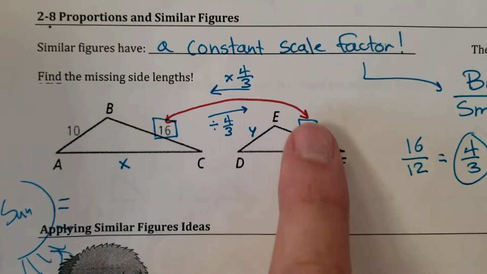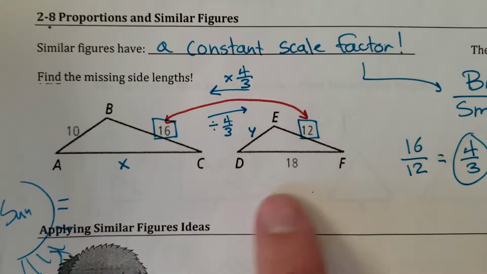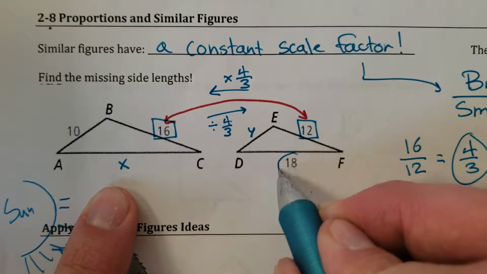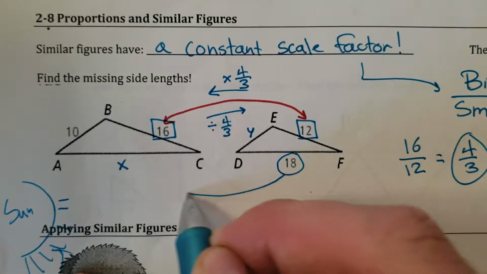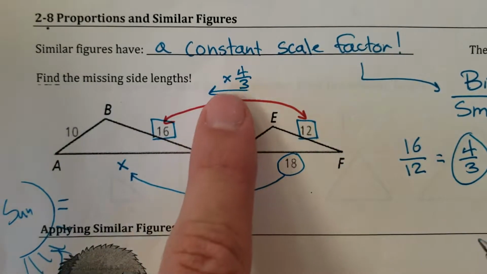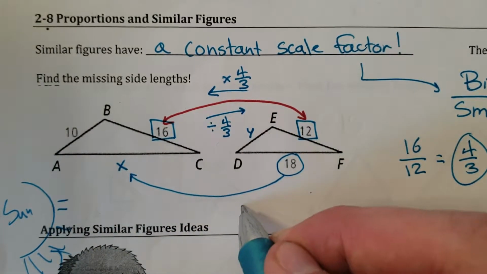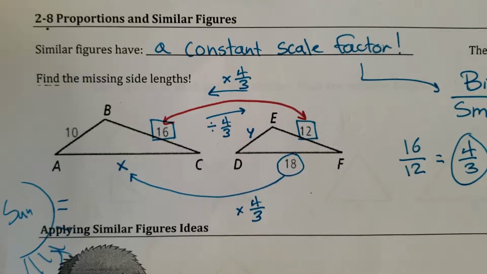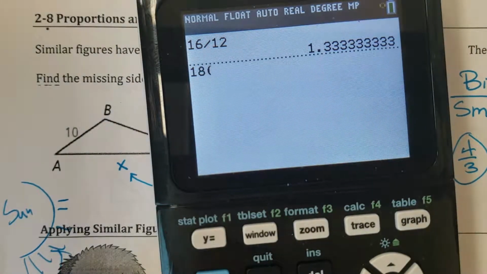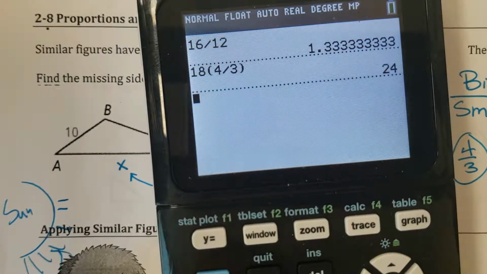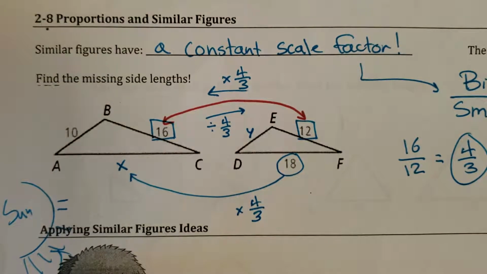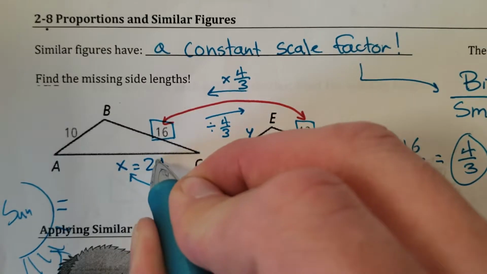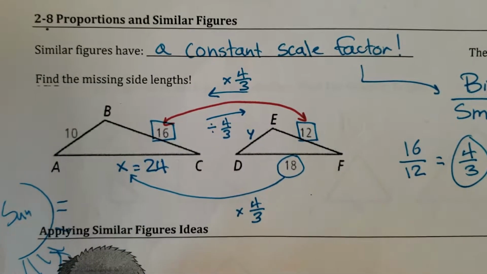So let's use that to find one of the missing pieces. So if I know that 18 is the small piece and I wanted to scale up to the big piece, I can use my scale factor. So I'm going to multiply by 4/3. All right, so let's do that really quick. 18 times 4/3. Oh, it's 24. That was easy. Okay. AC is going to equal 24. Okay. So that's one way to do it.